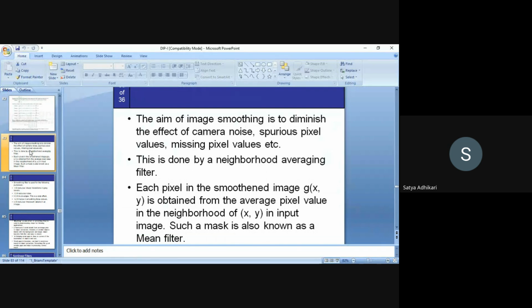As we discussed, g of xy was calculated previously. In general, it is not calculated by only averaging. In smoothing, we multiplied with the mask values and then added. But in the mean filter or average filter, we only take the average value of its remaining neighborhood pixels. Suppose xy is the pixel location or position, and we have to take the average or mean value of its neighborhood pixels.